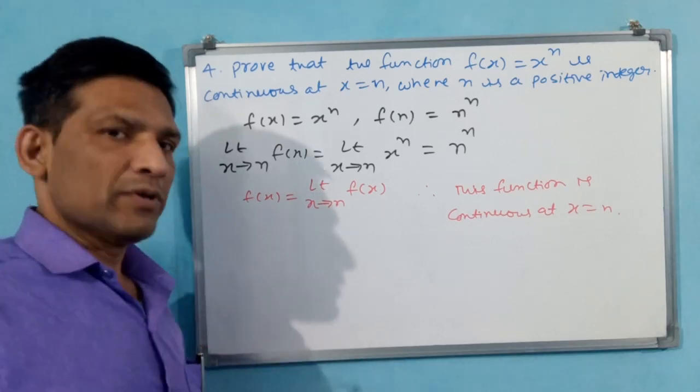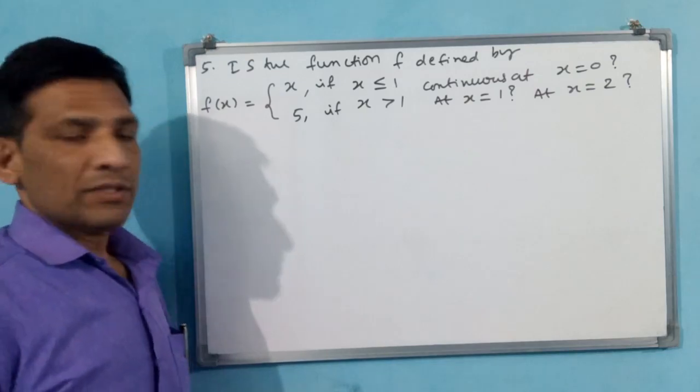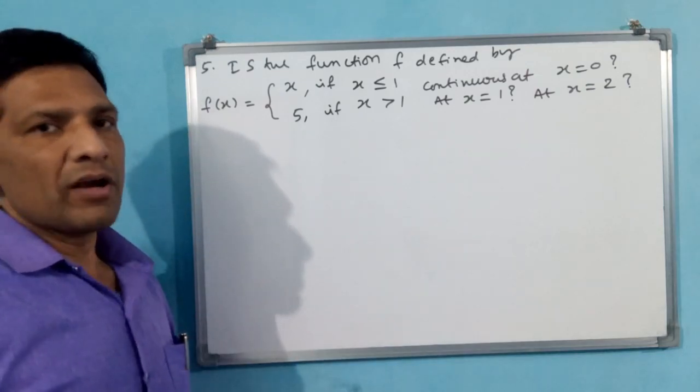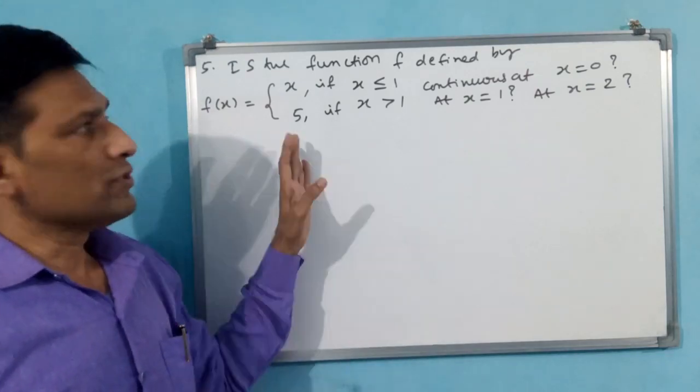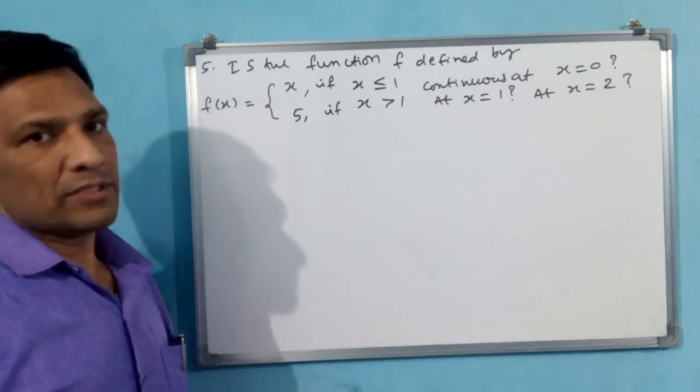We will go for the fifth question. Okay, see the fifth question. This is a good question. Until now, we have seen all continuous functions. Now discontinuity will come in this question. Where it will come, you see, this is a good conceptual question.